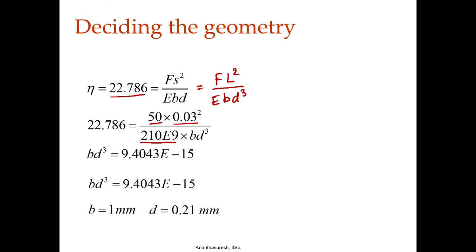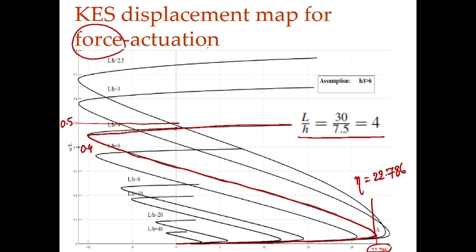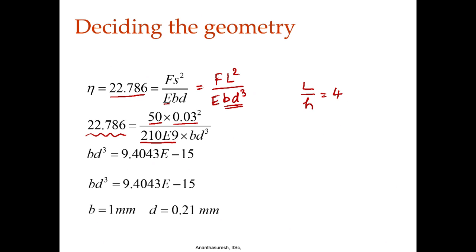Steel, so we have taken 210 gigapascal for E, and then we have BD cube, again this is S, and we have BD cube. So, from here, if I know eta, we have chosen that L by H is equal to 4, that is, I have taken an arch. Let us assume that it is for a fixed beam with a cosine.